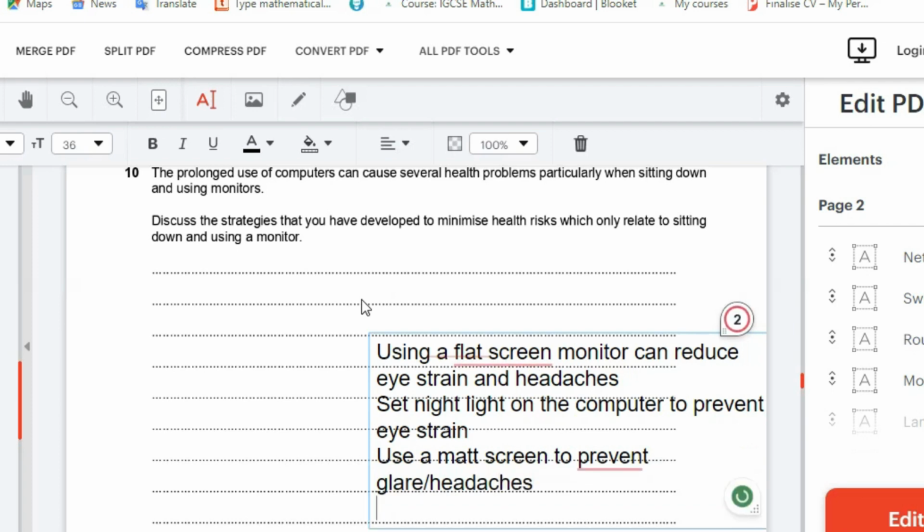Also, have your eyesight tested regularly. Yes, that takes us to how many now? We have 1, 2, 4. We still have 4 to go.